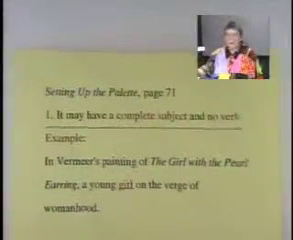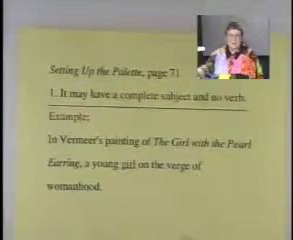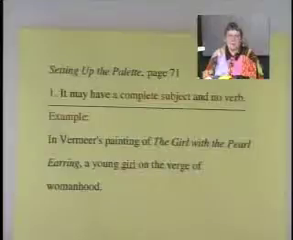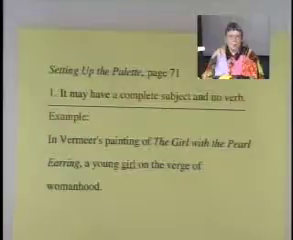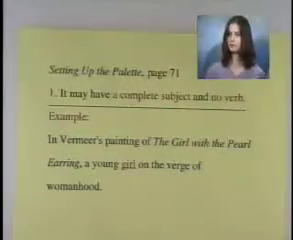It may have a complete subject and no verb. So here's an example to look at: in Vermeer's painting of the girl with the pearl earring, a young girl on the verge of womanhood. What would you say, Pippa, is the subject? Girl. You'd be wrong. Yvonne, oh, no, you wouldn't. I'm looking at Vermeer's painting, and you are absolutely right.